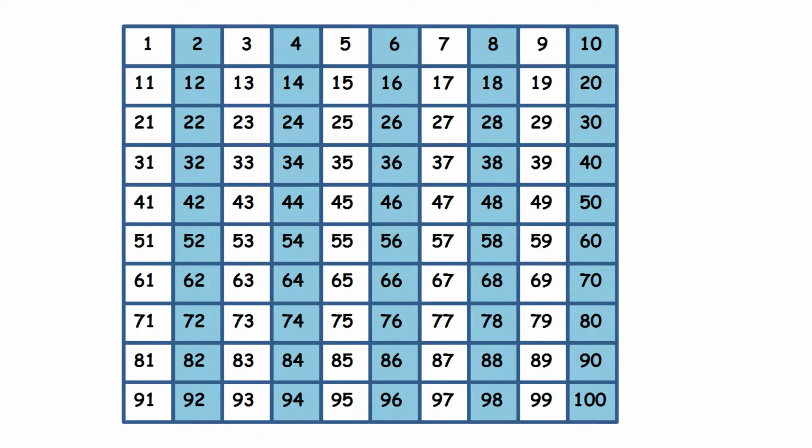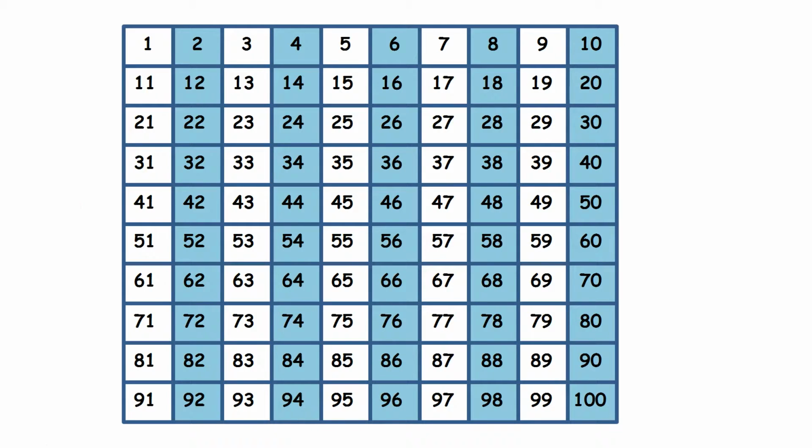Now if we counted up in steps of 2, so if we counted 2, 4, 6 and so on, we would count all of these numbers. So all of these numbers that I've shaded in blue are what we call multiples of 2. And what do you notice about these numbers?